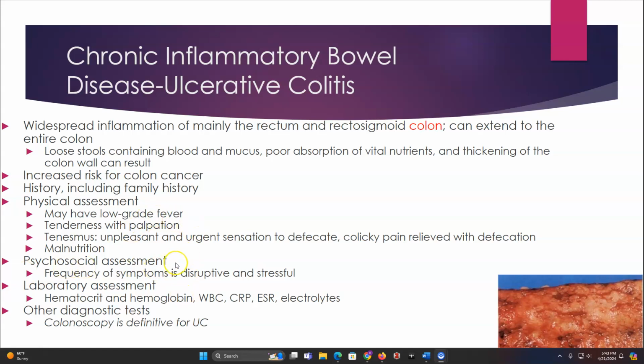So psychosocial assessment, this is very disruptive to their life, can be very stressful, so make sure that we're supporting them appropriately. Laboratory assessments, we're looking for signs and symptoms of infection or inflammation, so that's why we're doing H&H, WBCs, RBCs, ESRs, and electrolytes. If it gets bad enough, they can have bleeding issues, and hence why we're doing the H&H. Other diagnostic tests, so colonoscopy is usually definitive for your UC, and you can see the irritation, swelling, like in this image.